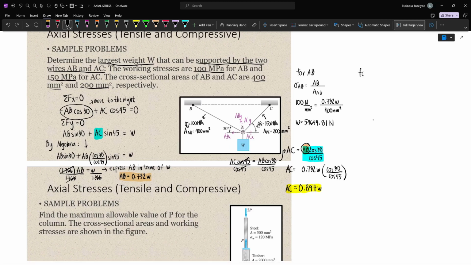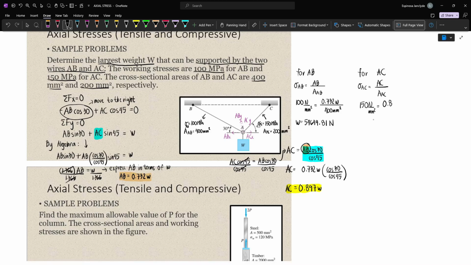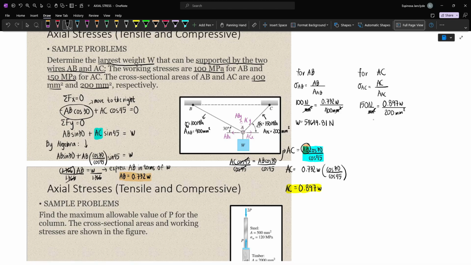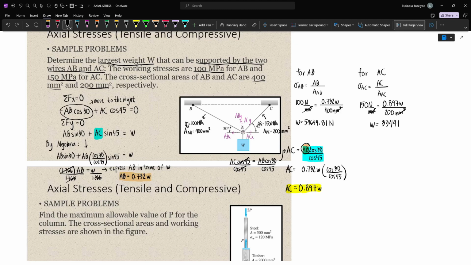Next, let's consider wire AC. Again, stress is equal to force over area. The allowable stress in AC is 150 MPa, and that's equal to force over area. But our force now is the tension in AC, which is 0.897 W. And then we'll divide that by the area of AC, which is 200 millimeters squared. Solving W, we can get 33,000.82 newtons. And so this is the value of W that wire AC can carry at maximum. And so, as discussed earlier, when the safe load is asked, we will pick the smaller load so that both of our wires will be capable of carrying the load.